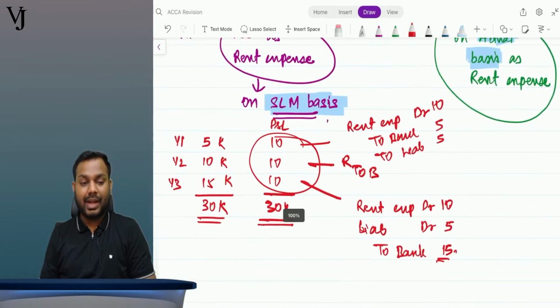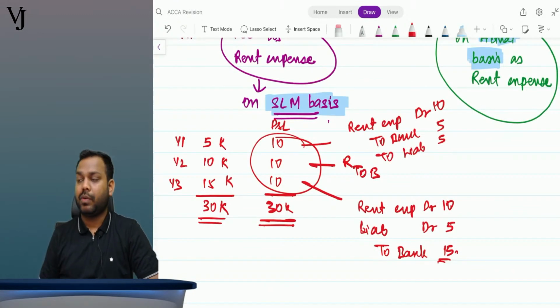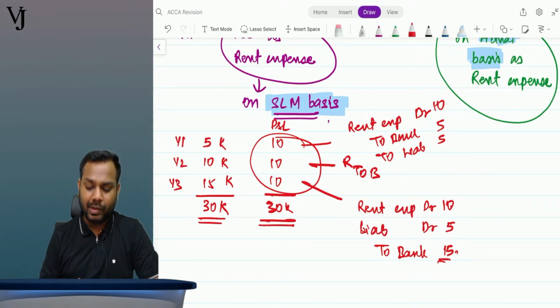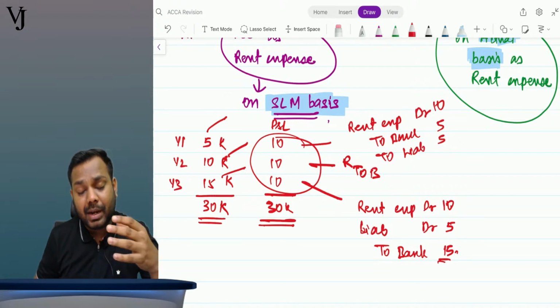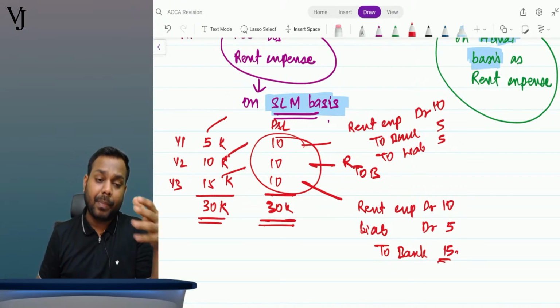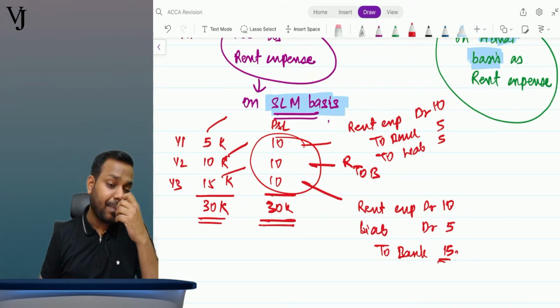This is the meaning of SLM basis. I believe it is clear to all of you now. Actual basis basically means 5,000 transferred to P&L, 10,000 transferred to P&L, 15,000 transferred to P&L. Actual basis means whatever I am paying, I will have to record in P&L.